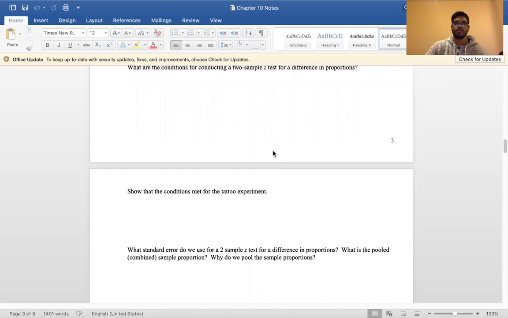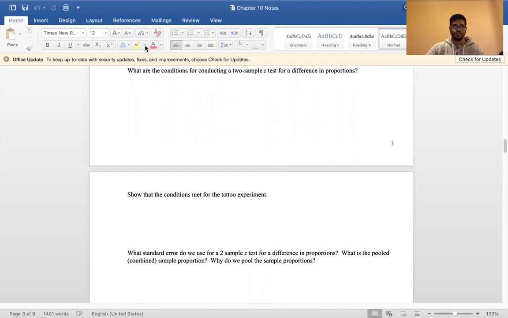What are the conditions for conducting a two-sample test? This is important. So what do we need to check before we actually compute everything? 1, again, randomization. This should look very familiar to you at this point. 2, it's just a slight difference here. N1 has to be less than or equal to 1/10 of big N1, and now we add on that second sample. So N2 has to be less than or equal to 1/10 of big N2.